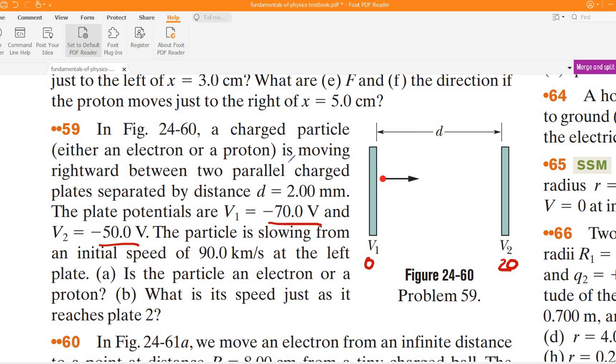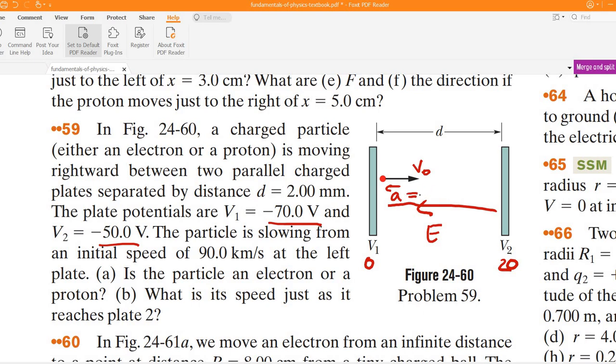And then there is a particle that's been put here. The particle is slowing from an initial speed. Alright, so electric field goes from higher potential to the lower potential. So that's the direction of the electric field. And if the particle is slowing down, that means the force on the particle is in this direction, right? Because the initial speed was to the left, so that's V naught. But it's been slowing down, so that means the acceleration is on the right side.